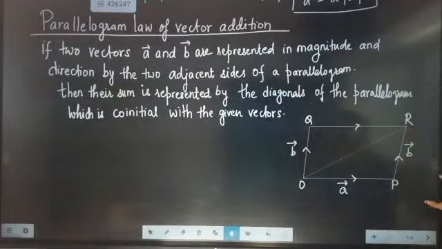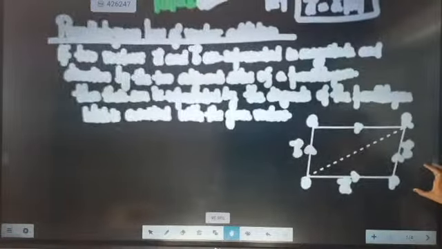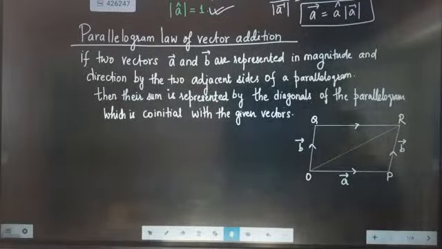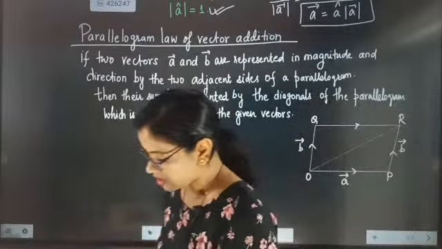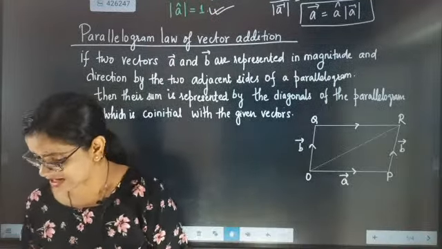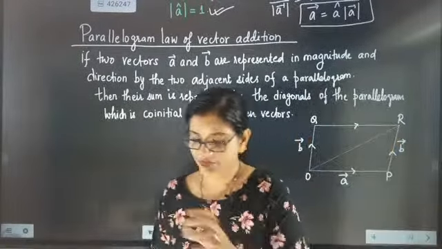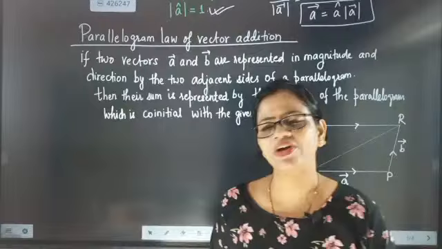then the sum of them is represented by the diagonal of the parallelogram, which coincides with the given vector. And this concept gives the concept of the triangle law of vector addition. So what exactly is the triangle law of vector addition?